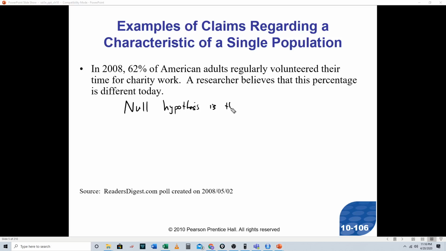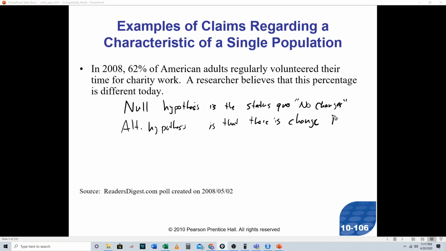is the status quo. And hopefully I'm using that word correctly. I think I am. Basically it means it's what it is. The null hypothesis is that everything's the same. Okay, no changes. The alternative hypothesis is that there is change of some kind, whether an increase, a decrease, or we just don't think it's the same.